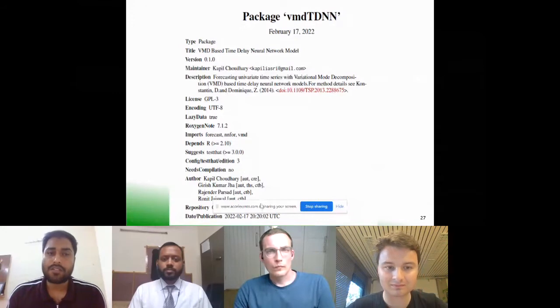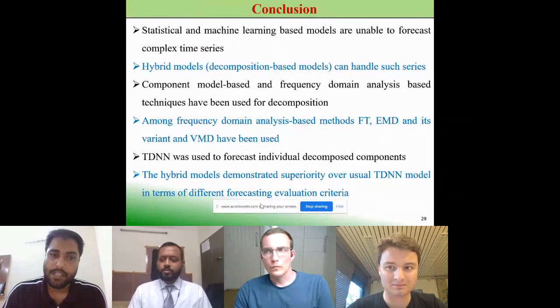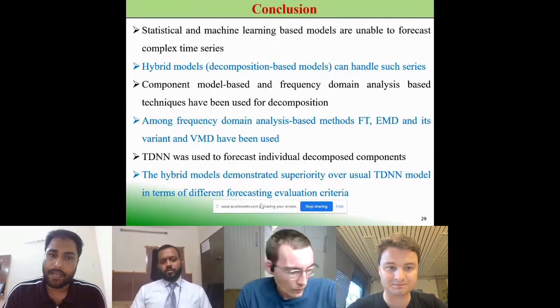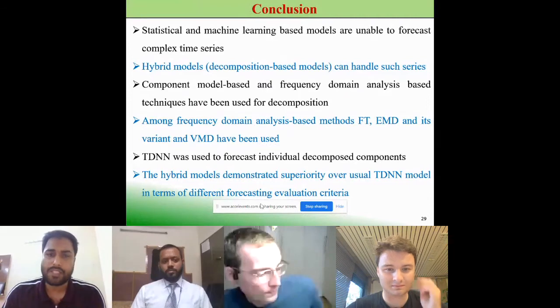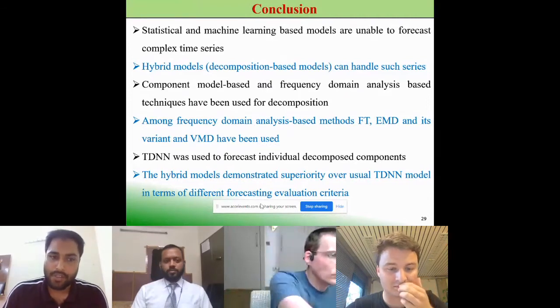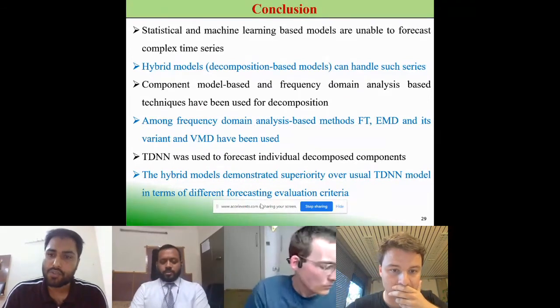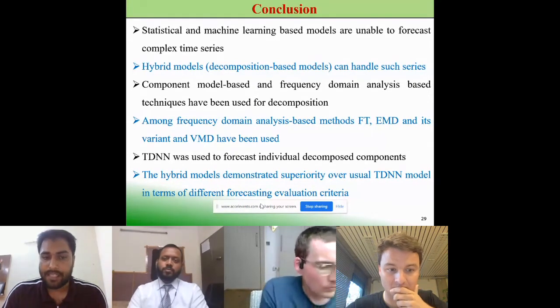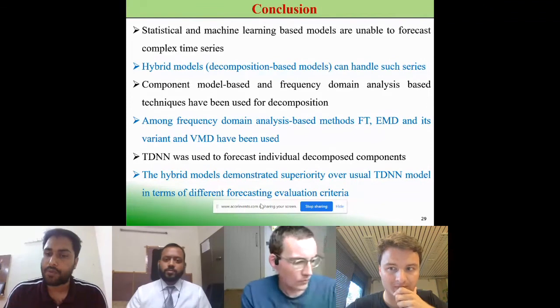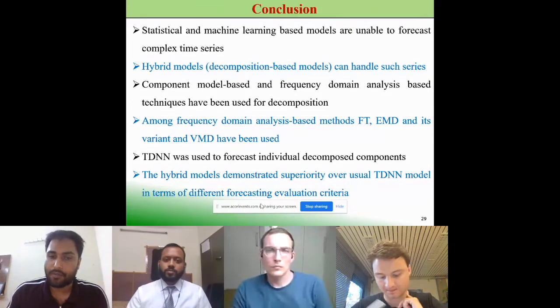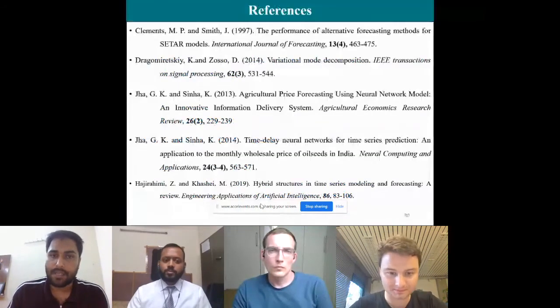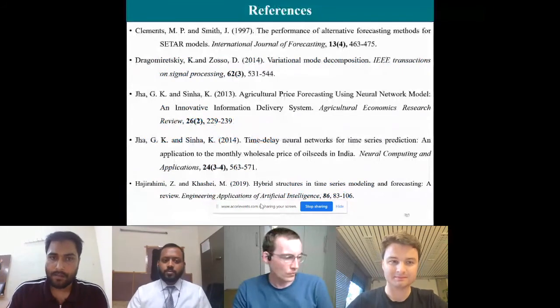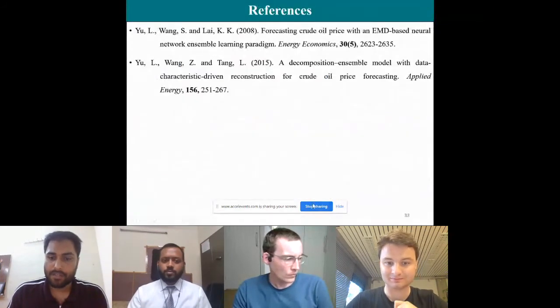So the conclusion: statistical and machine learning based models are unable to forecast complex time series data. For this we have used hybrid models, decomposition based models, component based models, and frequency domain techniques are also used. Among the frequency techniques, we use Fourier, EMD, and VMD, and TDNN is used to forecast individual IMFs. These hybrid models demonstrated their superiority over the usual TDNN model across different forecasting evaluation criteria. These are the references which I have used for this presentation.